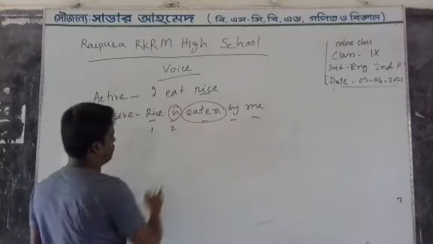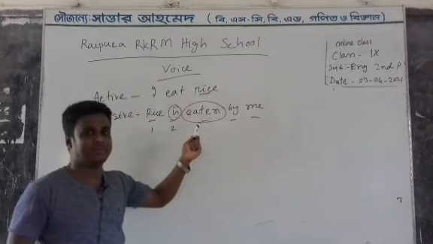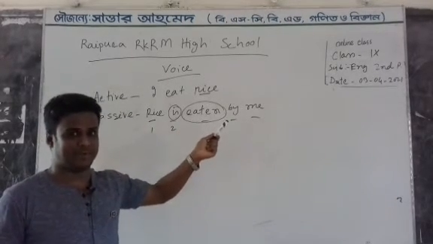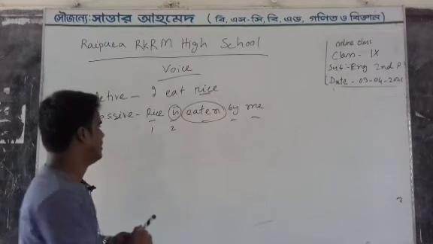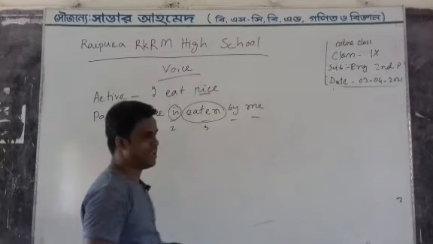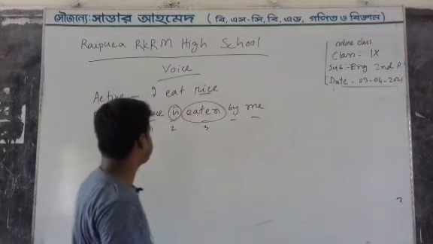Rule 1, rule 2, then rule number 3. You see, the verb has become a past participle form. It is the past participle, eaten. So rule number 3 is the main verb becomes the past participle form.